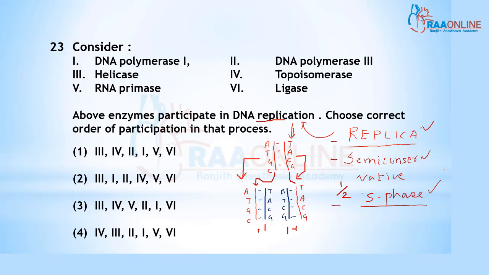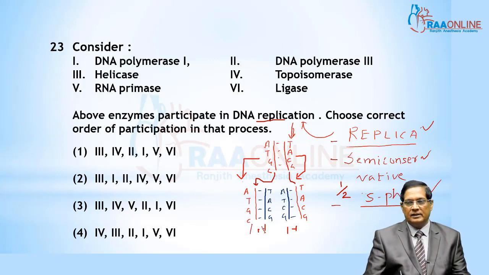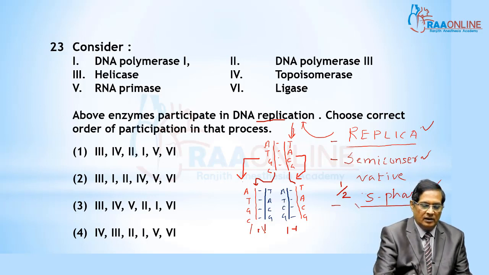That is, DNA is able to form its own exact copy by the process of replication. Second, the method of replication is semi-conservative. In every DNA molecule, one strand is parental, the other one is new. And third, DNA replication takes place in the S phase of the cell cycle.